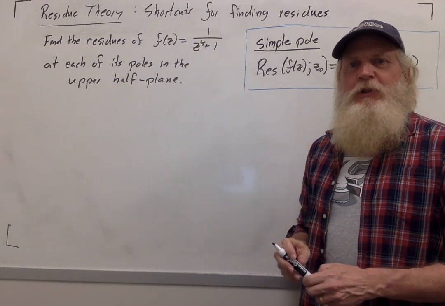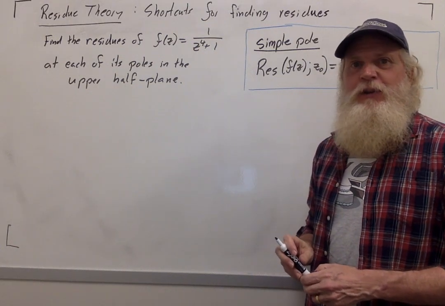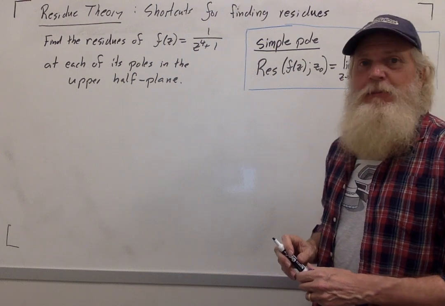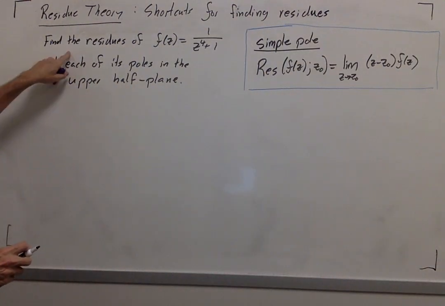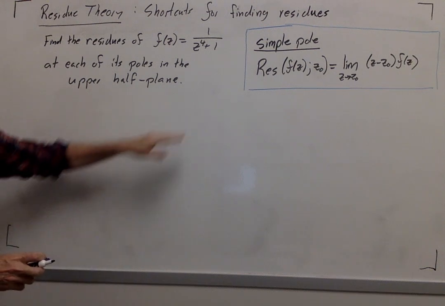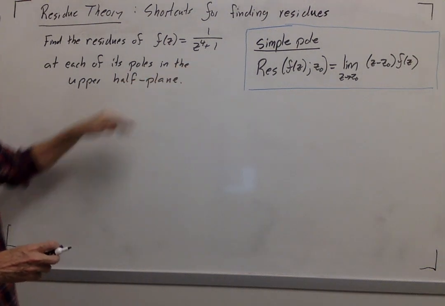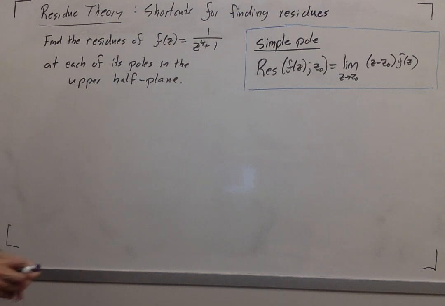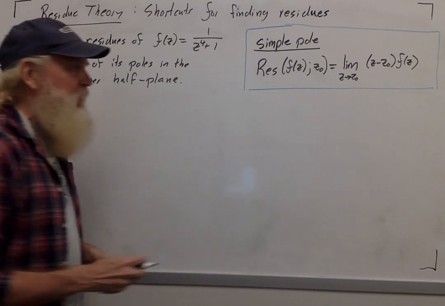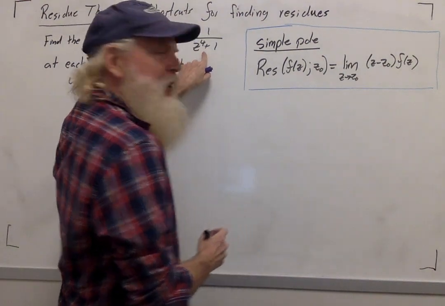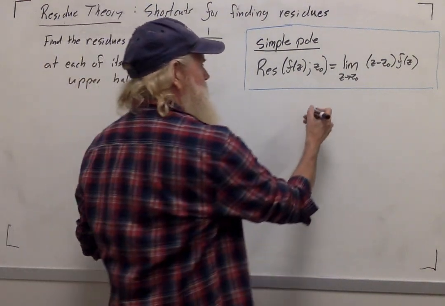Let's do one more example of using shortcuts to find the residues of functions at poles. One of the problems on your homework 6 was to find the residues of the function 1 over z to the 4th plus 1 at each of its poles in the upper half plane. So the first thing to do here is simply to find what the poles are in the upper half plane. So we need to find the places where the denominator is 0.